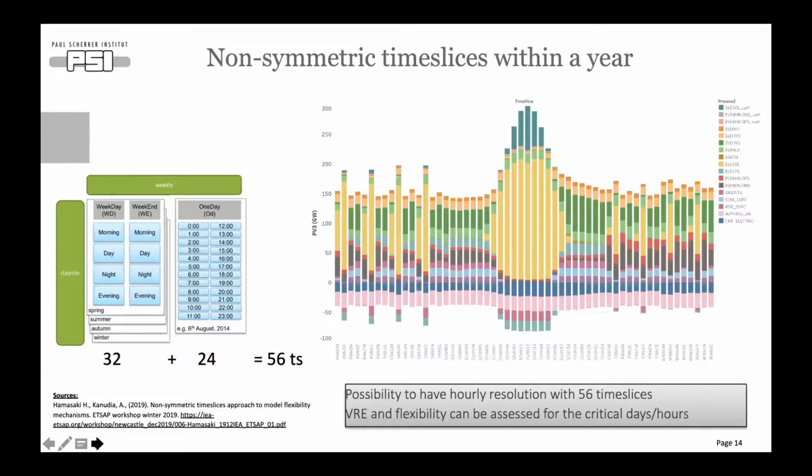This is from the Japan TIMES model from Shiroshi and Amit. We can see here that with 56 time slices, the daily hourly resolution is captured. And this approach can be suitable for modeling critical days and critical hours. So next slide, please, Tom.